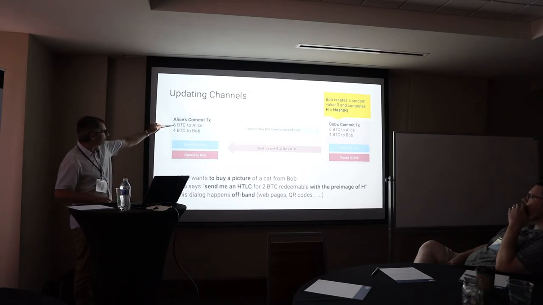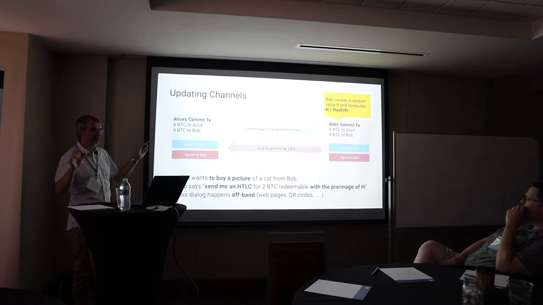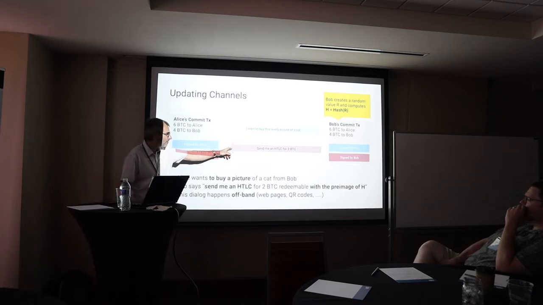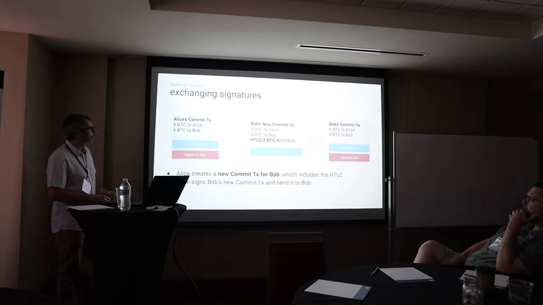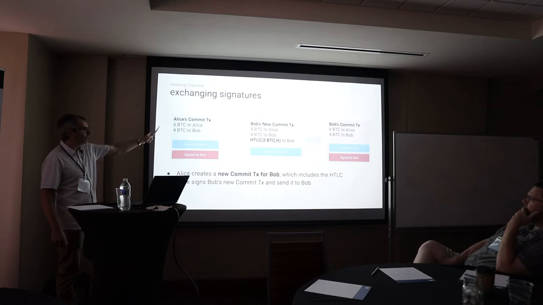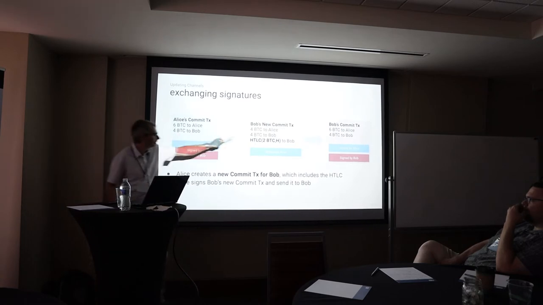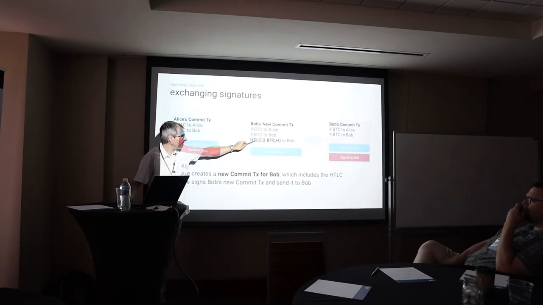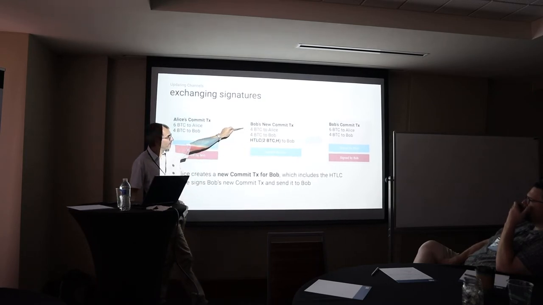We start with 6 bitcoins for Alice and 4 for Bob, and Alice wants to buy a picture of a cat for 2 bitcoins. So Bob says, send me an HTLC for 2 bitcoins. This is through a QR code, an email, a short message, it could be anything, just the payment details, the hash, amount, and expiry. Alice will create a new commitment transaction for Bob, and she will move 2 bitcoins from her balance to a pending payment, an HTLC of 2 bitcoins to Bob, and she will sign that new transaction for Bob.